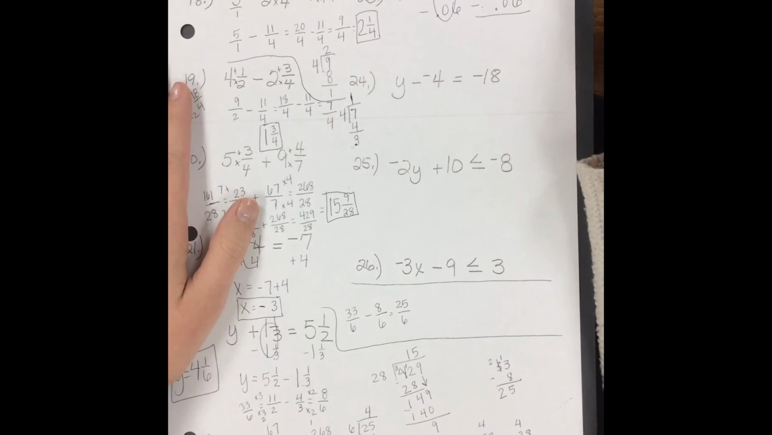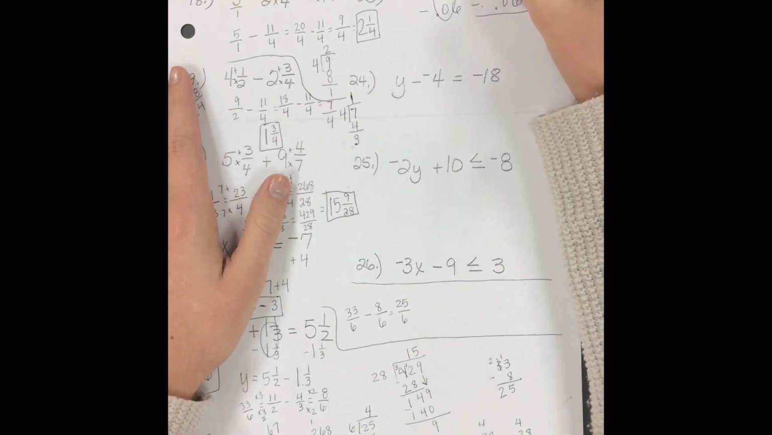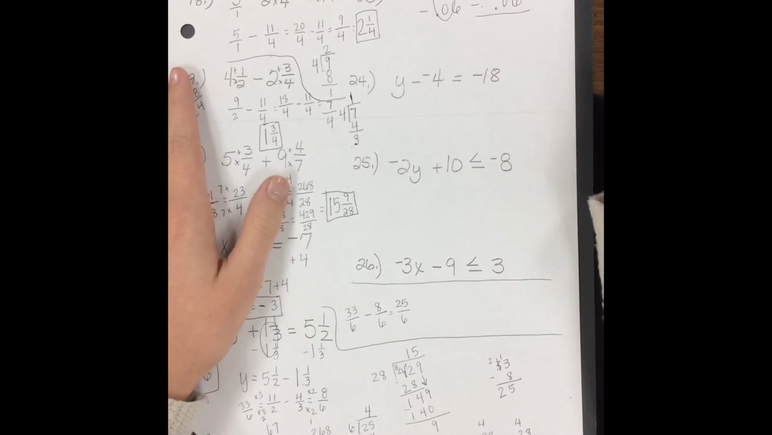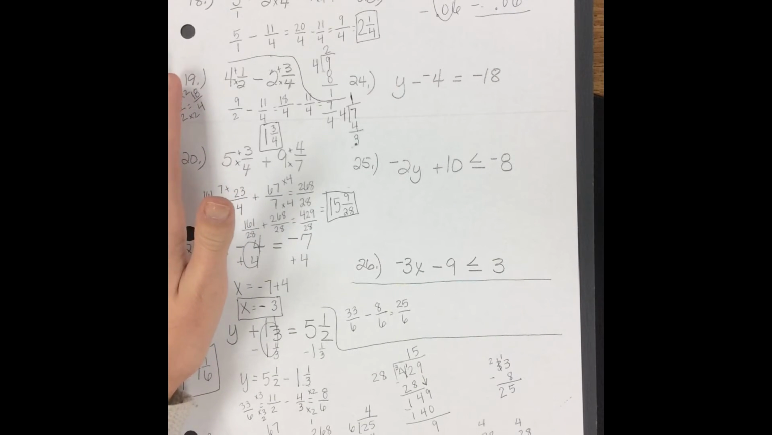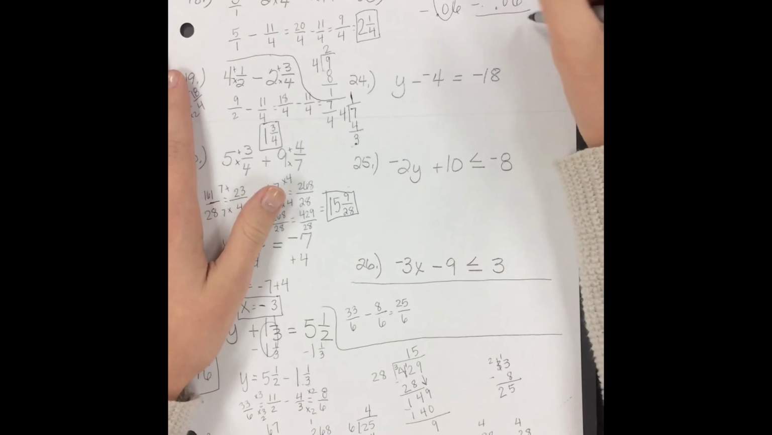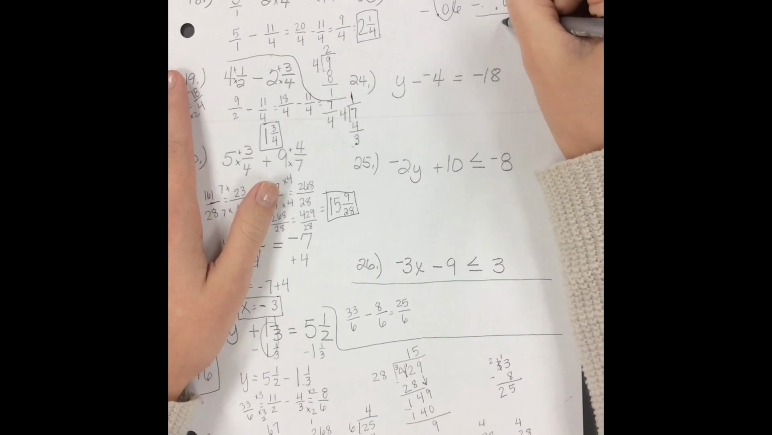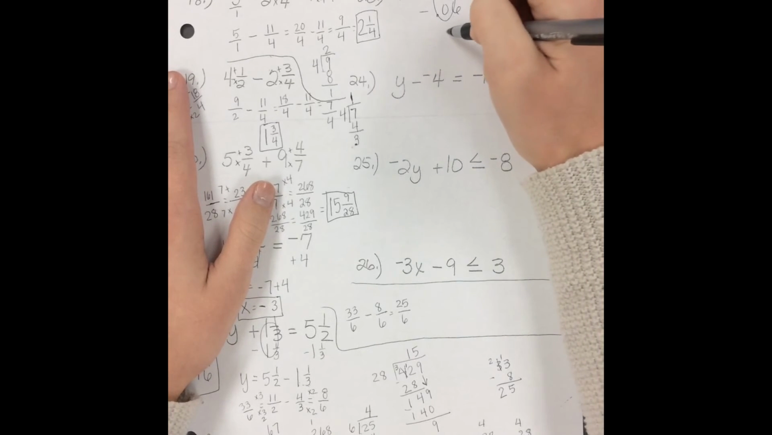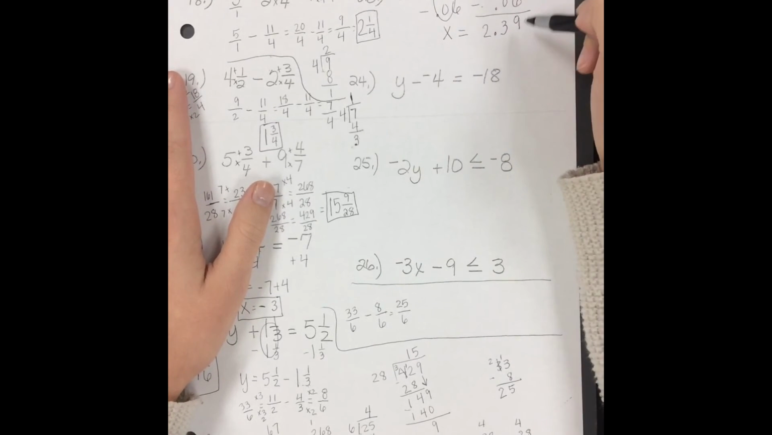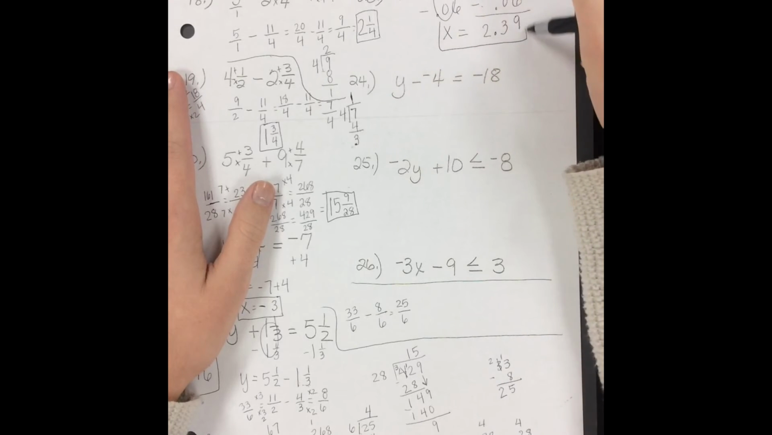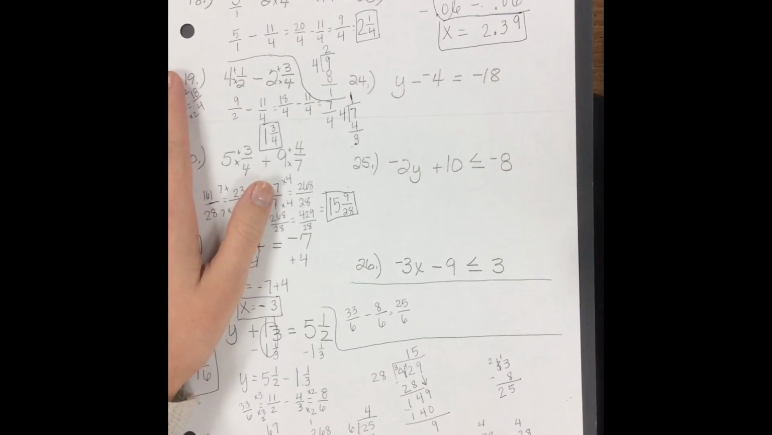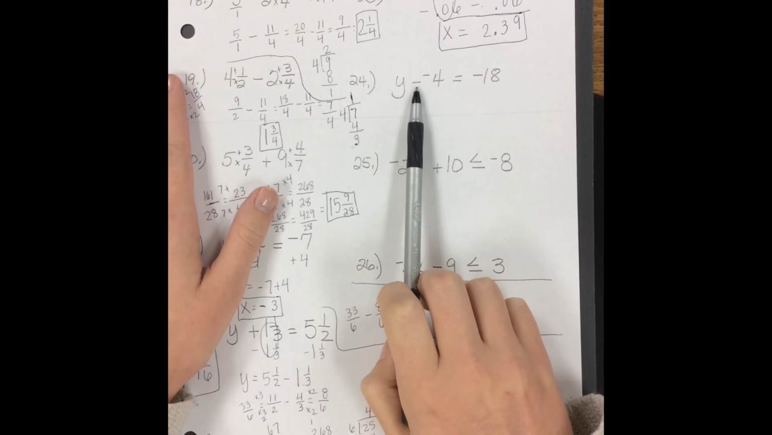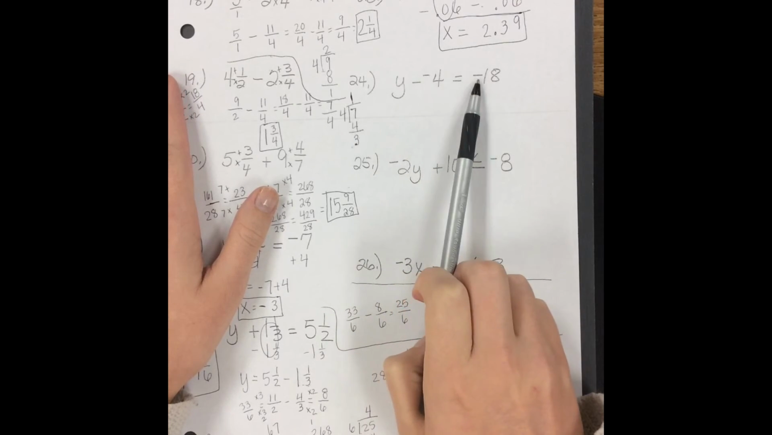That becomes 0. Okay, 5 minus 6, can't do that, got to borrow. Okay, 15 minus 6 is 9. 3 minus 0 is 3. 2 minus 0 is 2. Bring down your decimal. All right, so x equals 2.39. That's our answer.